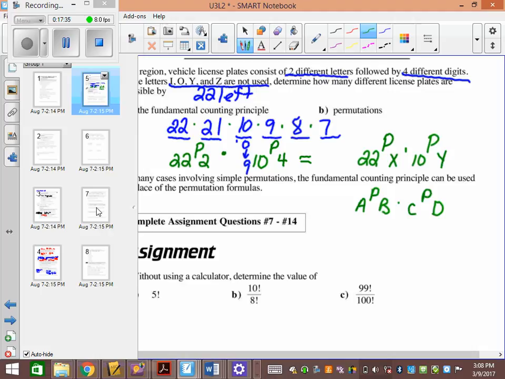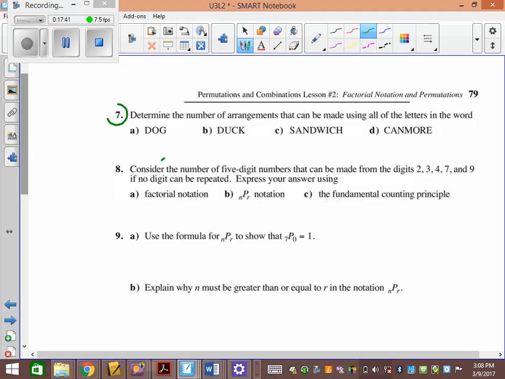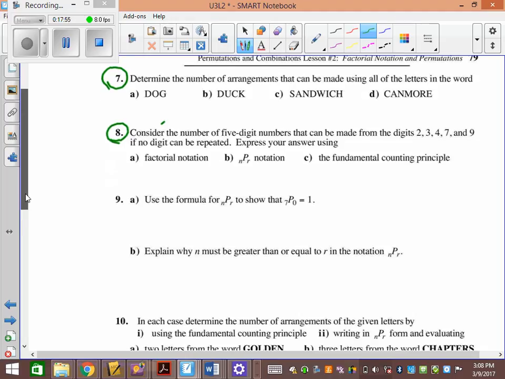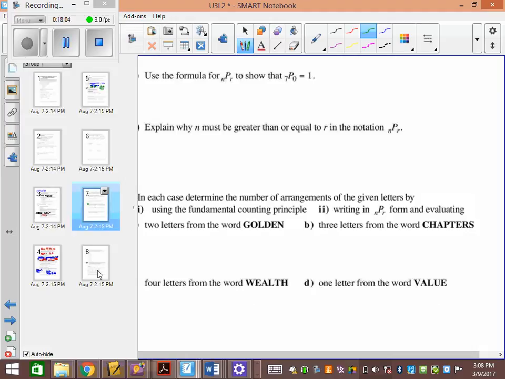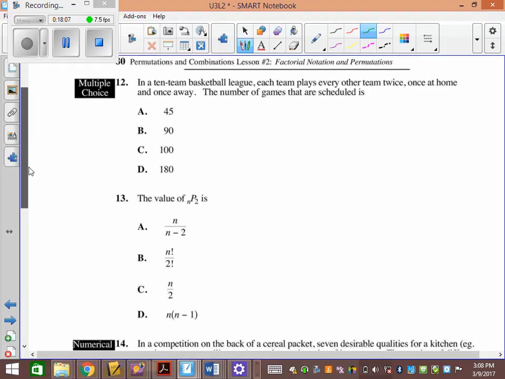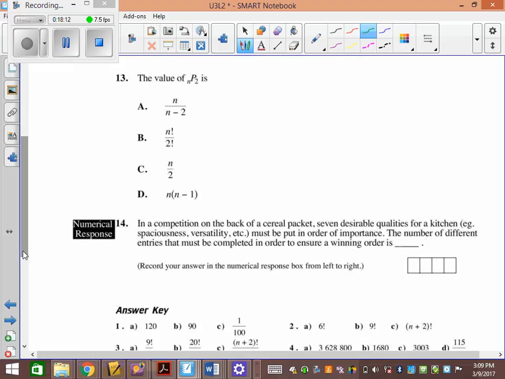Your homework starts on question 7. So I want you to do 7. You're going to circle only the ones I tell you to circle. So 7. I just want you to answer 8. You don't have to do it in all 3 methods. I just want you to answer 8. 10. So 7, 8, 10, 12, 14. 7, 8, 10, 12, and 14.